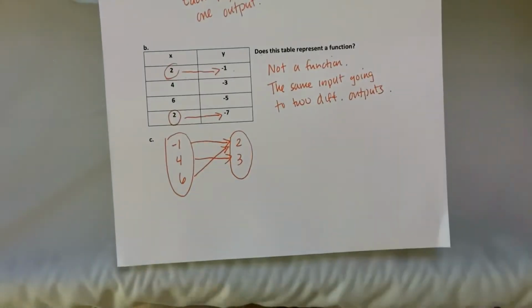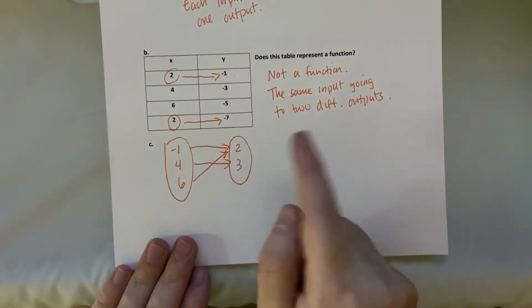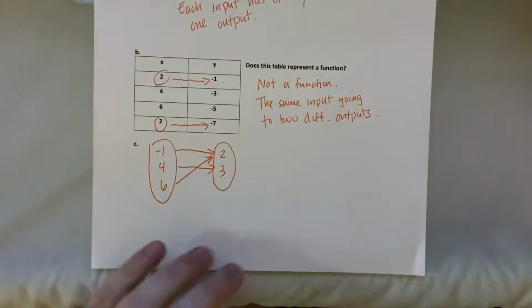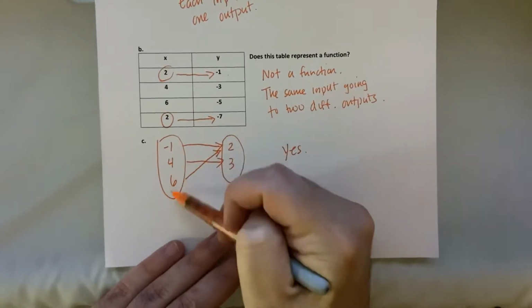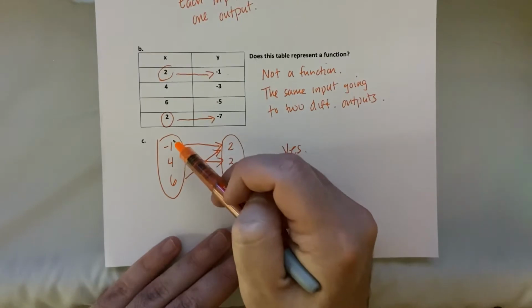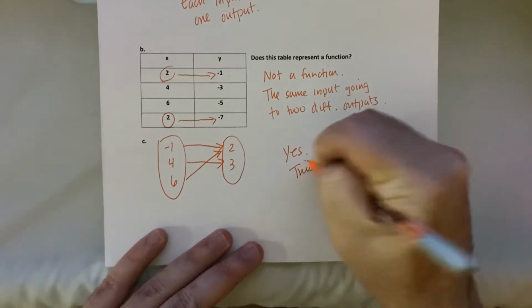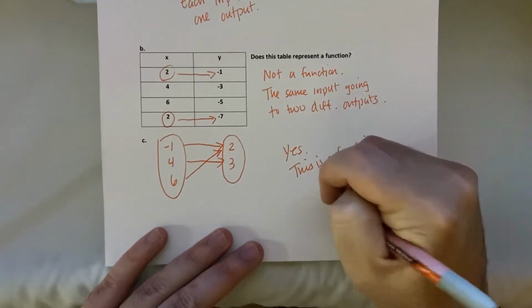And the last kind of problem you might see is this kind of bubble, which represents the domain and range. Here, this means -1 is mapping to 2, following the arrow. 4 is mapping to 3. 6 is mapping to 2. Is it a function? Yes. Even though we have two different inputs going to the same output, that is not the same as the same input going to two different outputs. So this is a function. You can have two different inputs going to the same output.